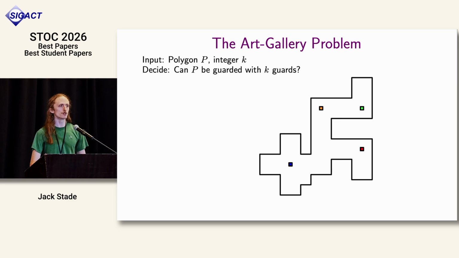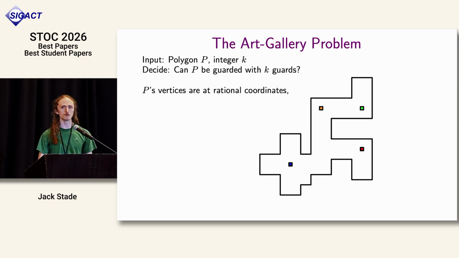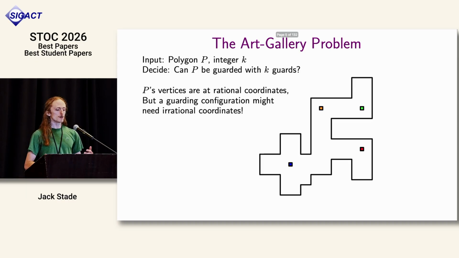Now, when I say the input to the problem is a polygon, what I mean is that I've given a list of coordinates of the polygon, given as rational coordinates, but I don't place any restriction on where the guards can be, other than that they need to be inside the polygon. And actually, there are examples known where we might even need irrational coordinates for the guards, even if the vertices of the polygon are rational. We'll see an example of this in a couple of slides, but I'm getting a little bit ahead of myself because this talk is not about the standard variant of the art gallery problem. It's about a different variant.